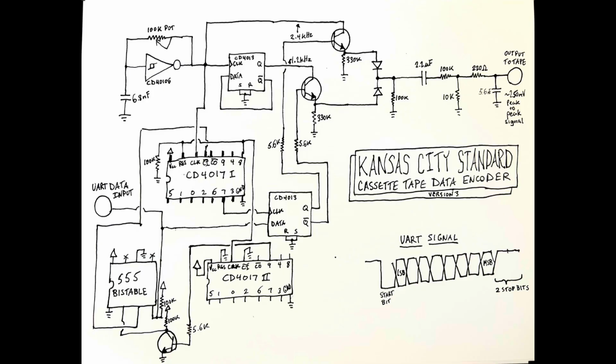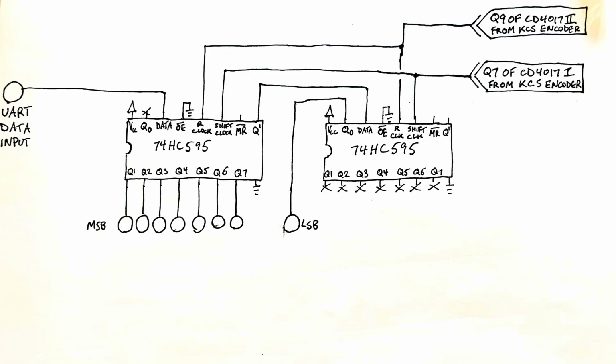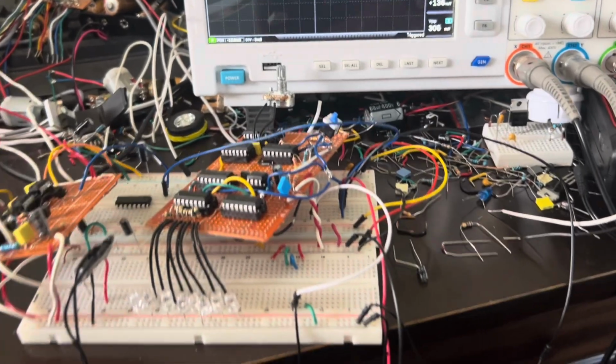And so in order to get the timing right for the shift registers, I basically use the inputs for the serial clock and the latch clock, the register clock, from the CD4017 1 and 2 counters respectively, in order to lock the data. Now here's the setup.